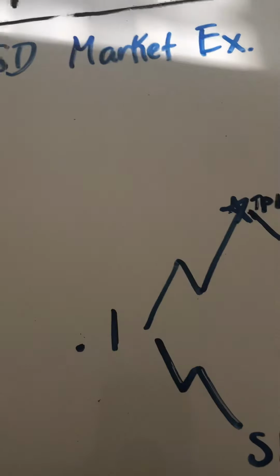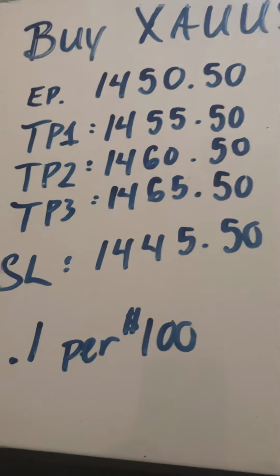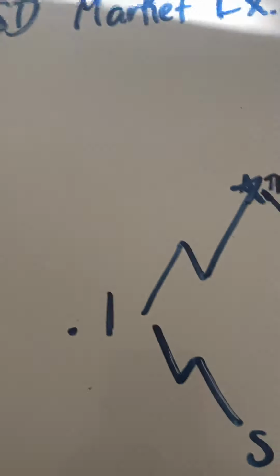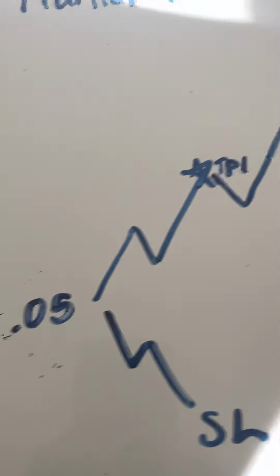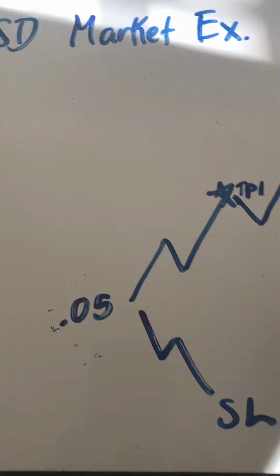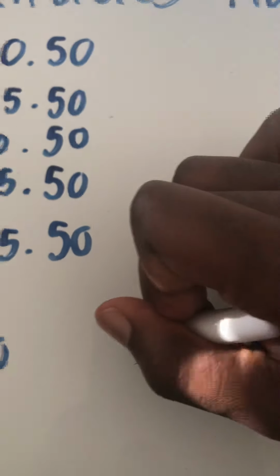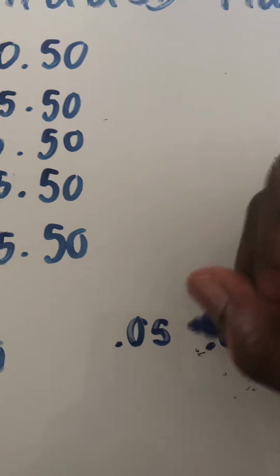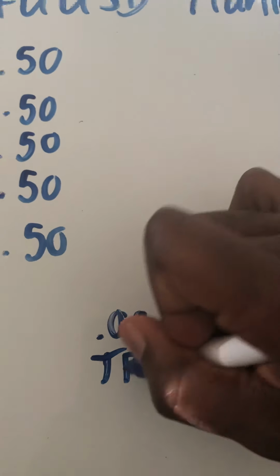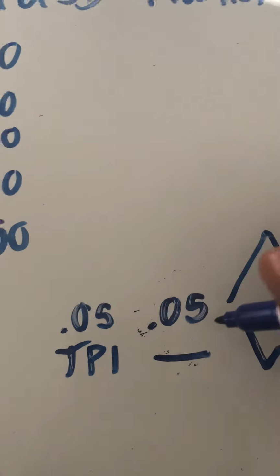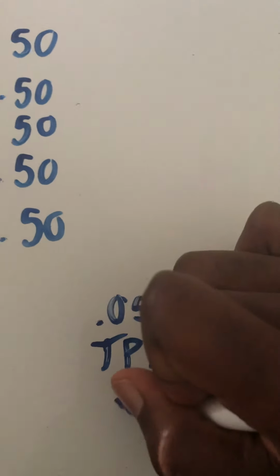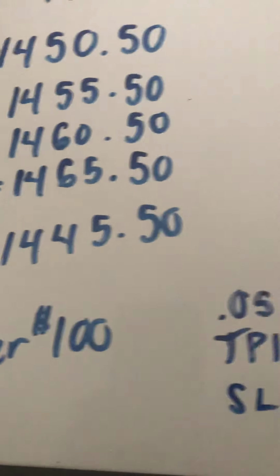So what twin trading says is, okay, what you're going to do is split up your lot size. So that 0.1 we have, we're going to turn it into 2 0.05s. What does this do? For one of the 0.05s that you put in, you're going to put in a TP1 for it. For the other 0.05, you're going to leave your TP empty. For your SL, you're both going to have the same SL, the same 1445.5 that we have.